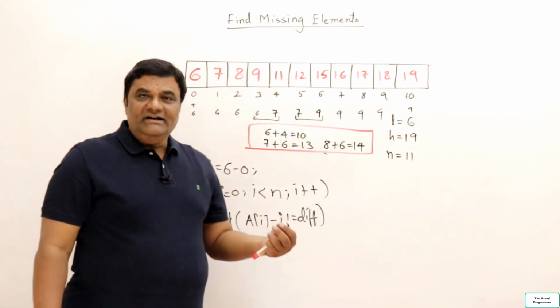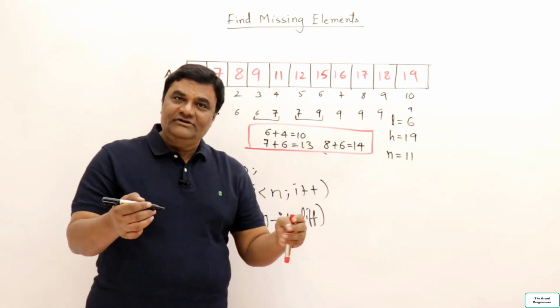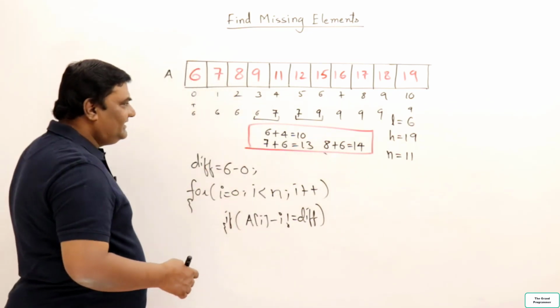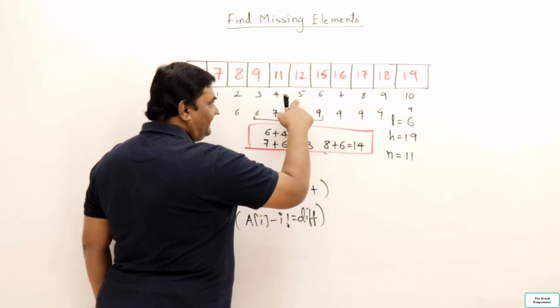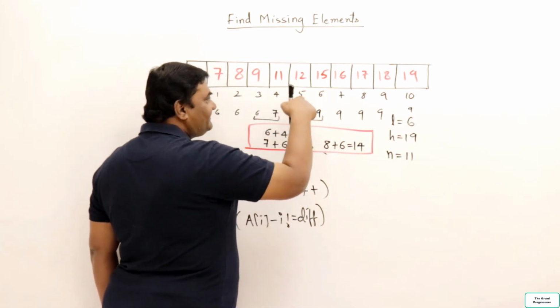So I assume that it may be 1 or more than 1. So let us say more than 1 only. So for that I will display all the elements. So how to display all the elements? The current difference plus index, right? So that is 5, the current difference plus index.